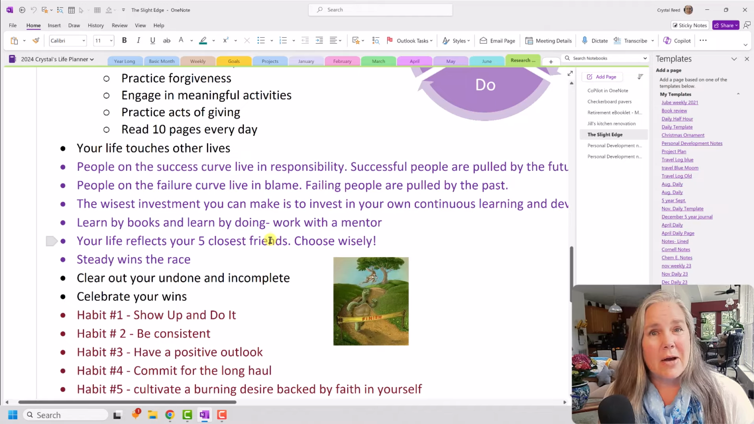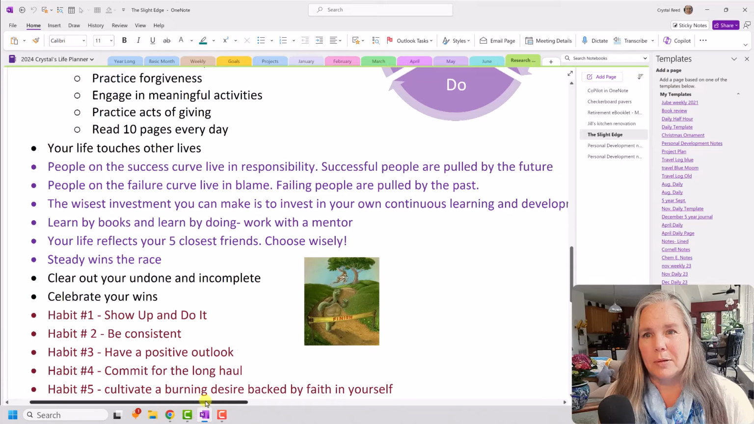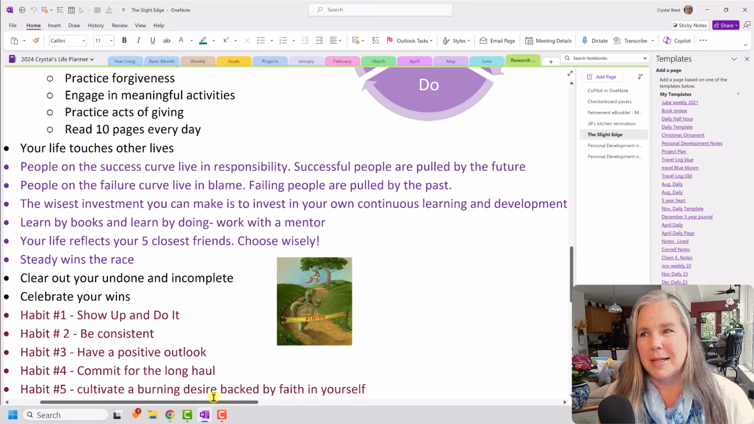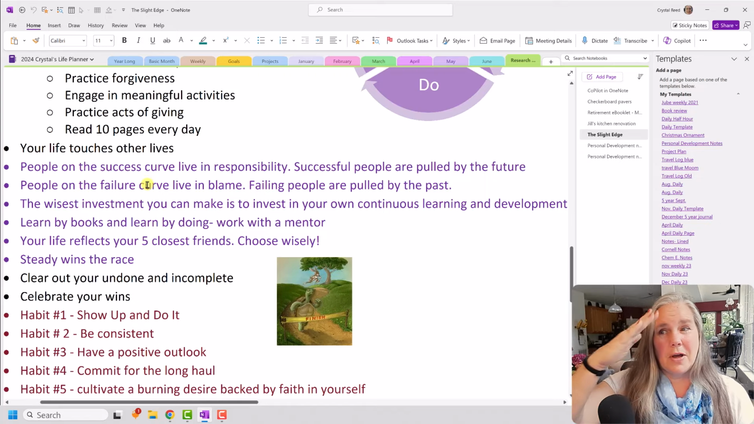All right, now I got to some important things because I put them in purple. Apparently I was feeling purple when I was reading this. People on the successful curve, you remember that curve we saw at the beginning?